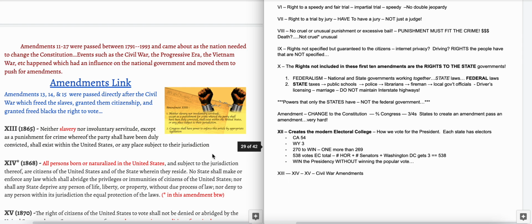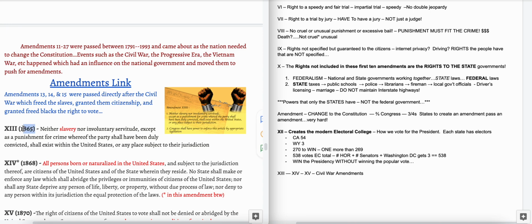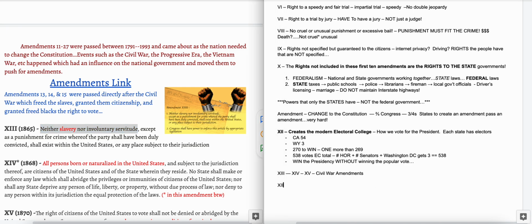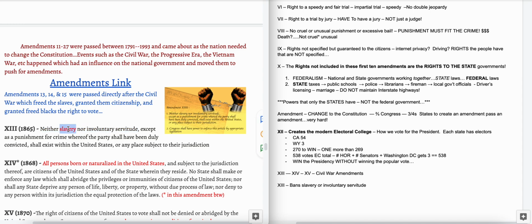So just to give here, all right? In 1865, after the Civil War ended, neither slavery nor involuntary servitude, except as a punishment for the crime whereof the party shall have been duly convicted. So the 13th Amendment officially, for the first time, abolished slavery and involuntary servitude. So right now, the 13th Amendment says no more slavery. This is the first time slavery is mentioned in the Constitution, by the way.